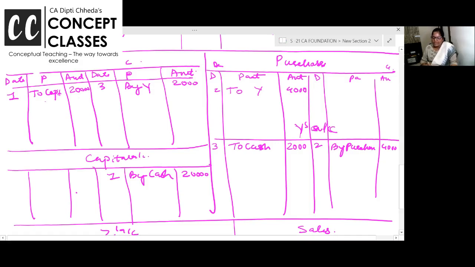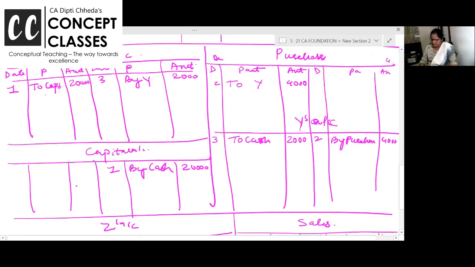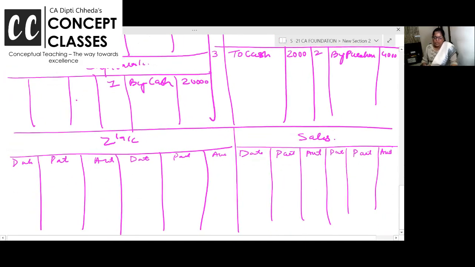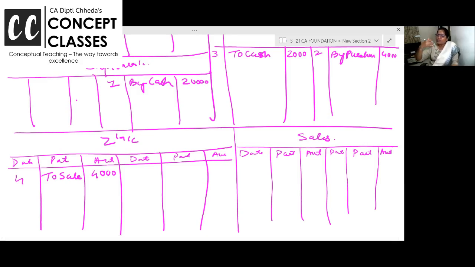He sold goods to Z, 4,000. We have sold goods to Z. So Z is the receiver, on 4th. To sale. Party to sale. So go to Z's account and write down to sale, and come in the sale account and write down by Z, so that we know we have sold the goods to Z. In subsidiary books, the party account is posted immediately, while the sales account total you can post.